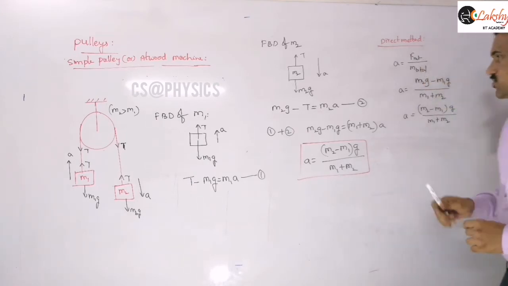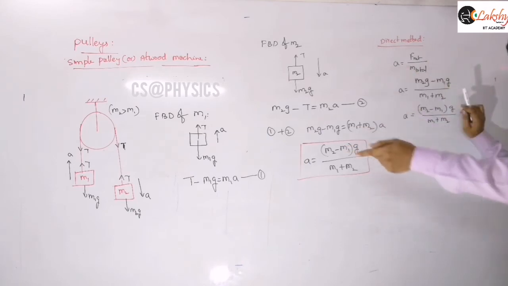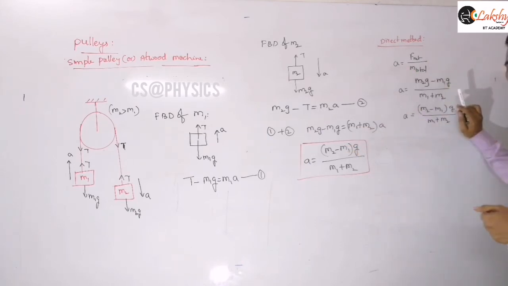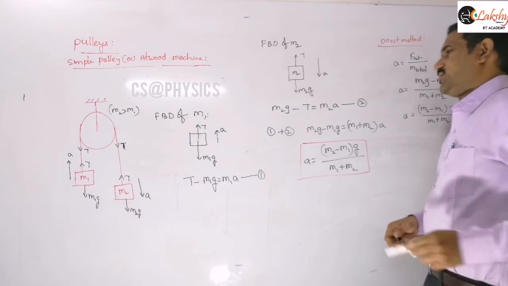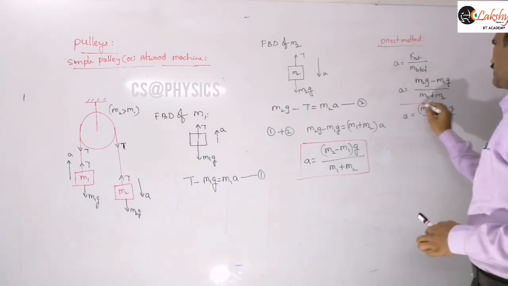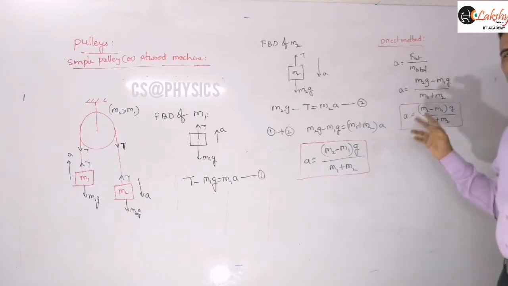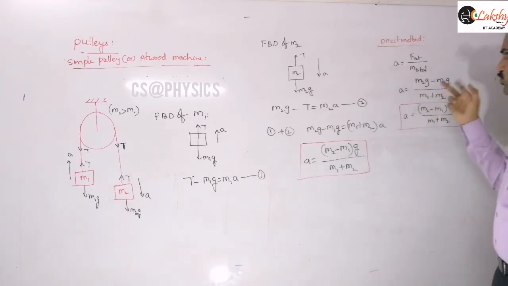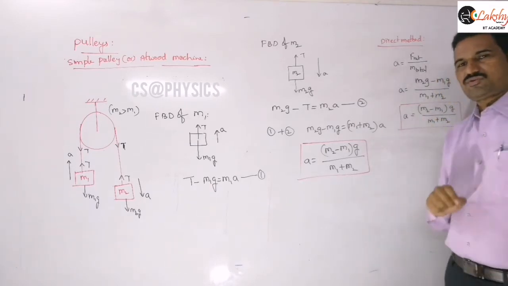Is it clear? So when the system is accelerating like that, we need to consider the net force like this. M2G is accelerating the system, M1G is opposing that acceleration of the system, so we are subtracting the weight of M1. So this is the acceleration of the system in the direct method. In different cases you may get different values, so you need to observe clearly in the given system which force is accelerating and which force is opposing.